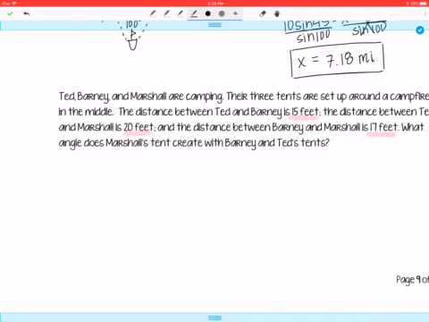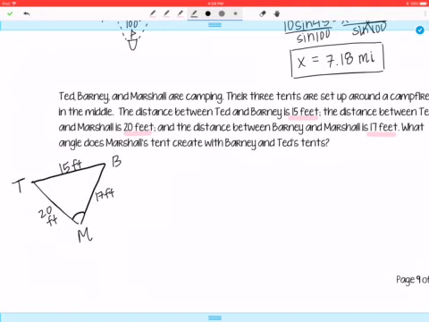So first let's sketch a picture. We are going to have a triangle. We've got Ted, Barney, and Marshall. The distance between Ted and Barney is 15 feet. Between Ted and Marshall is 20 feet. And between Barney and Marshall is 17 feet. And the angle that we're looking for is between Marshall's tent and the other two. So this is our missing angle.